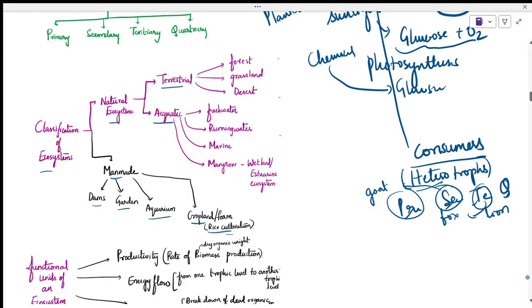Terrestrial ecosystem, we have forests, we have grasslands, we have deserts. Okay. Then aquatic: fresh water we have, then we have running water. Then marine, nothing but salt water: fresh water, salt water. Then mangroves, it's between, near estuaries or deltas. Okay, and wetlands. This type of ecosystems are there.